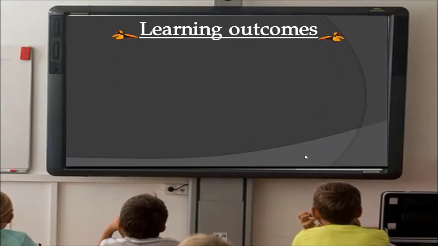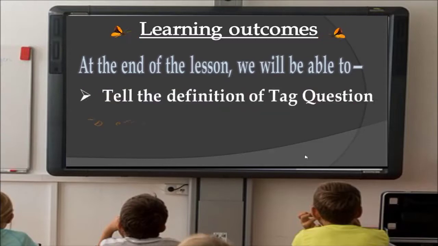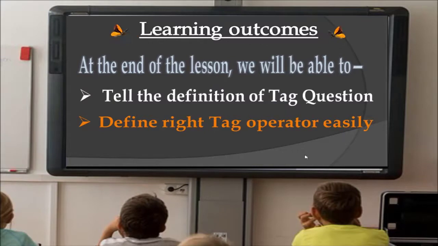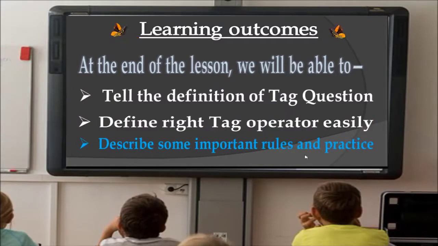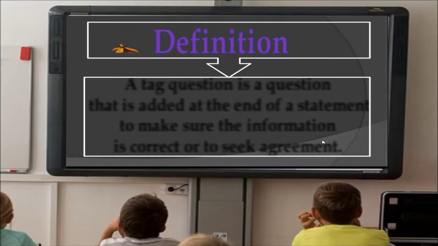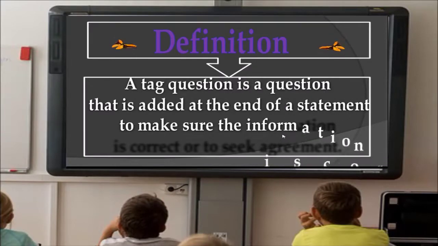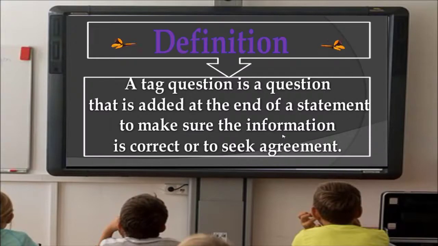Learning outcomes. At the end of the lesson, we will be able to tell the definition of tag question, define right tag operator easily, and describe some important rules and practice. Definition: a tag question is a question that is added at the end of a statement to make sure the information is correct or to seek agreement. Okay. Can I go to the next slide?